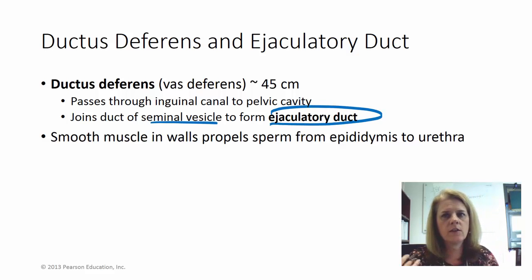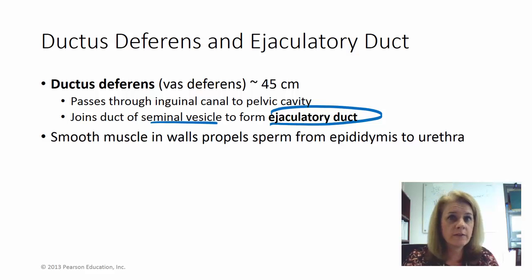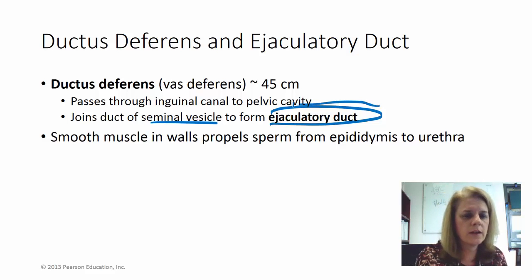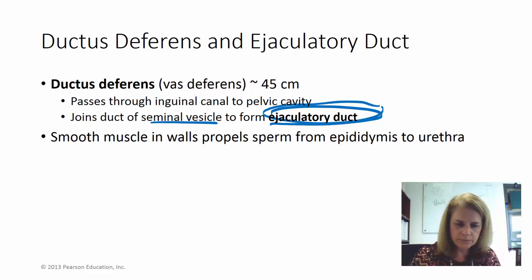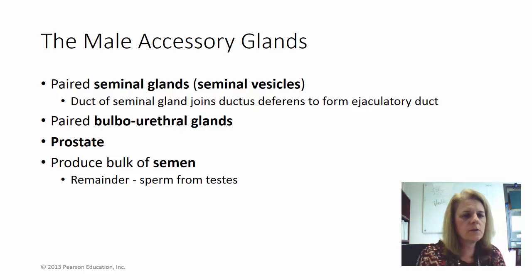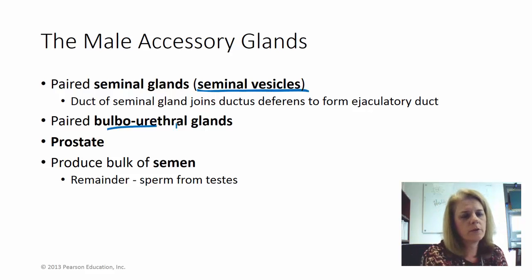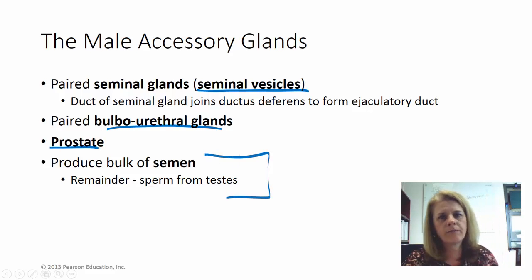So if you're thinking you've got to make the semen, which is the fluid part or the liquid part of the semen, some of that's coming from the seminal vesicle. So obviously the sperm and fluid have to come together somewhere, and so they come together at the ejaculatory duct. We're going to talk about some other accessory organs besides the seminal vesicles, because again, these make some of the semen. There are also some bulbourethral glands, there's a prostate, and again, all of these contribute to the fluid part of the semen.